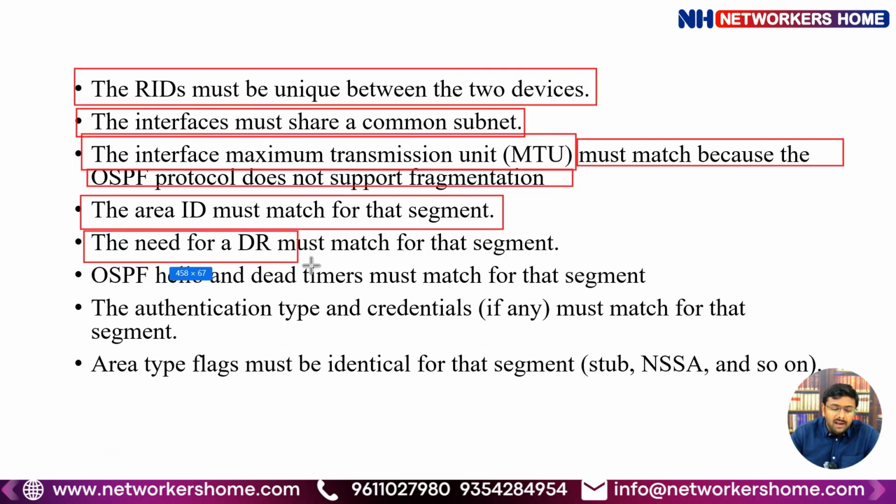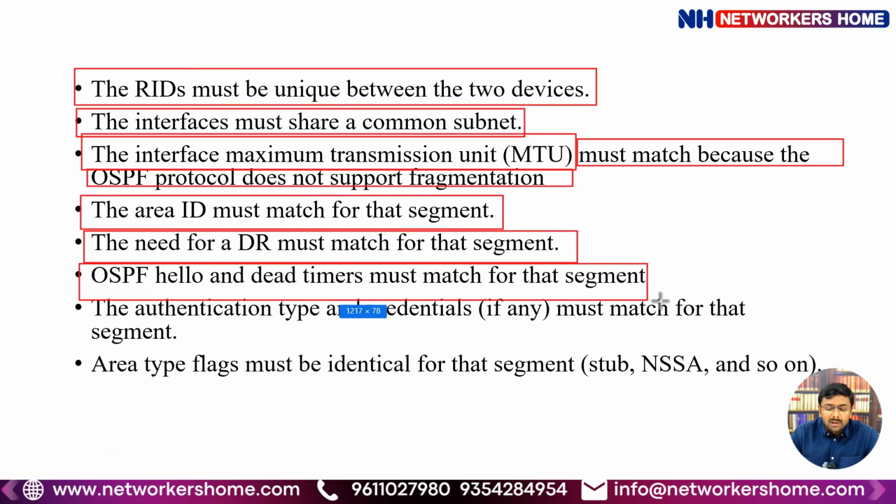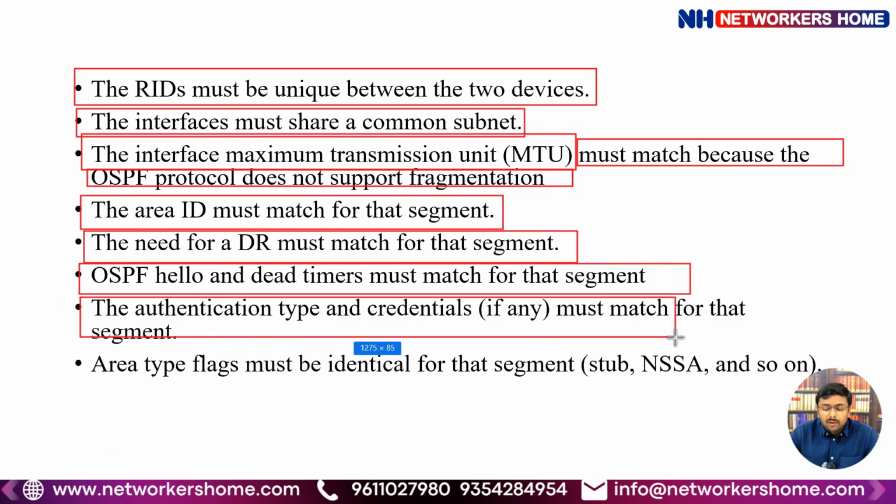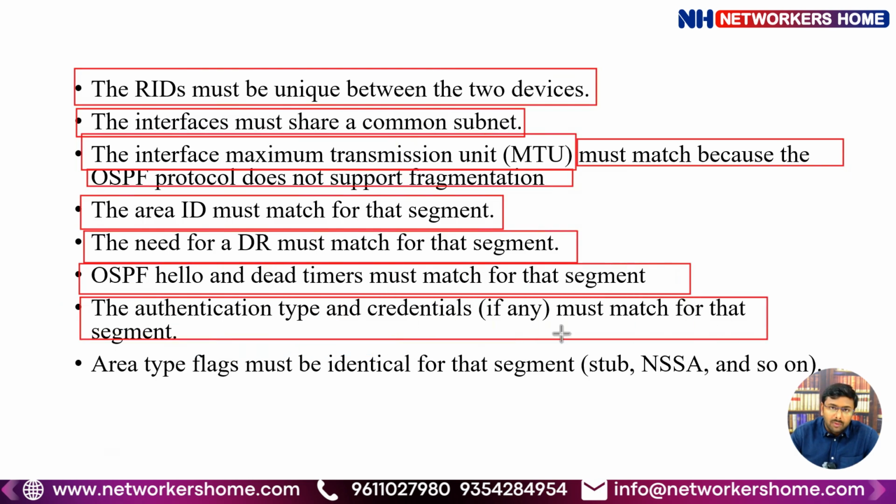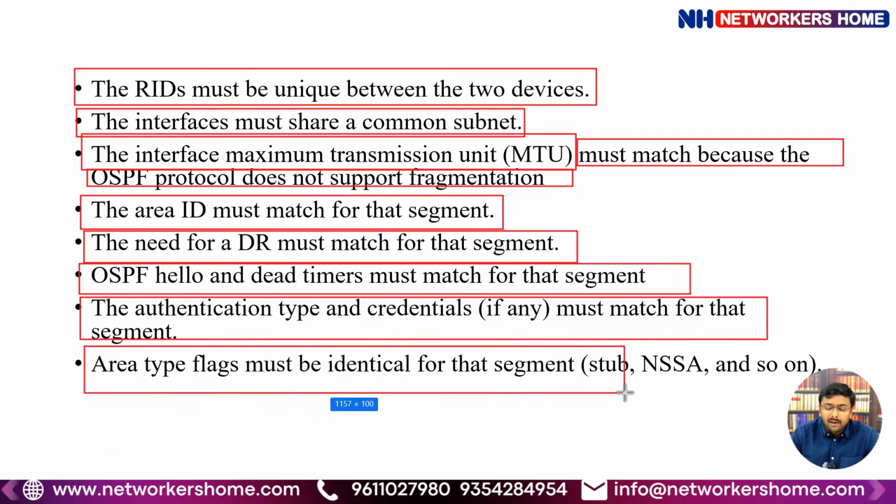It also says that the need for a DR must match for those segments. This statement means that network types should be the same to form the neighborship. Now, the OSPF hello and dead timers must match for those segments. Then if we have configured any authentication, the authentication should also match to form the neighborship. And the last one is that the area type flags must be identical. If we have configured stub, then we need to configure stub on all the internal routers so that they can exchange the route information.